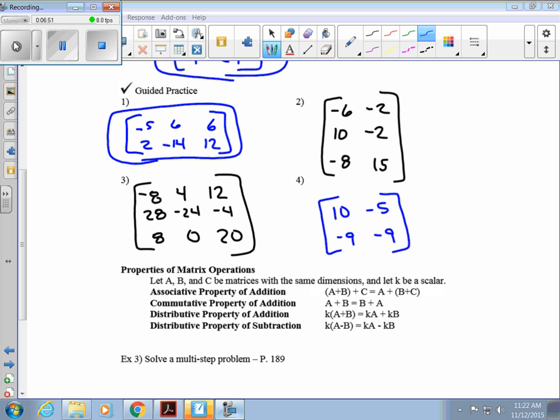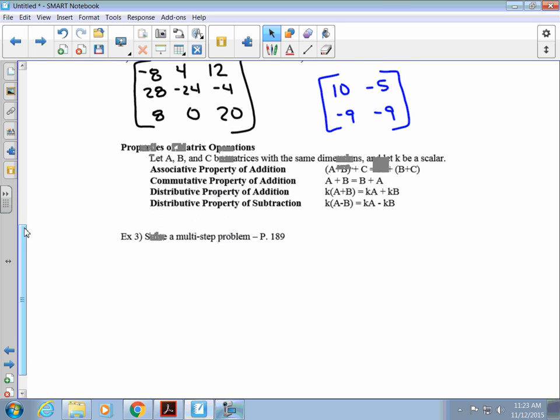And here are the guided practice questions, the answers for those. Notice in number 1, it was just an addition of the 2x3 matrix and the 2x3 matrix. Number 2, we subtracted those 3x2 matrices. Number 3 was a multiplication of a scalar. And then number 4, we multiplied the 2x2 matrix by a scalar and then added those together.